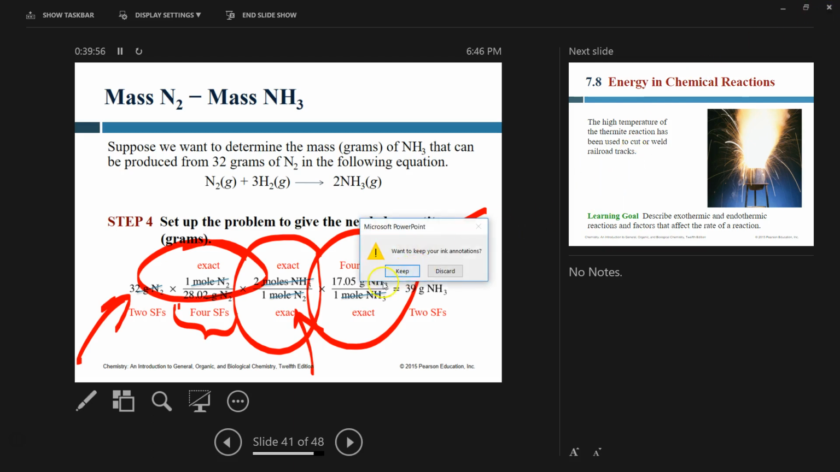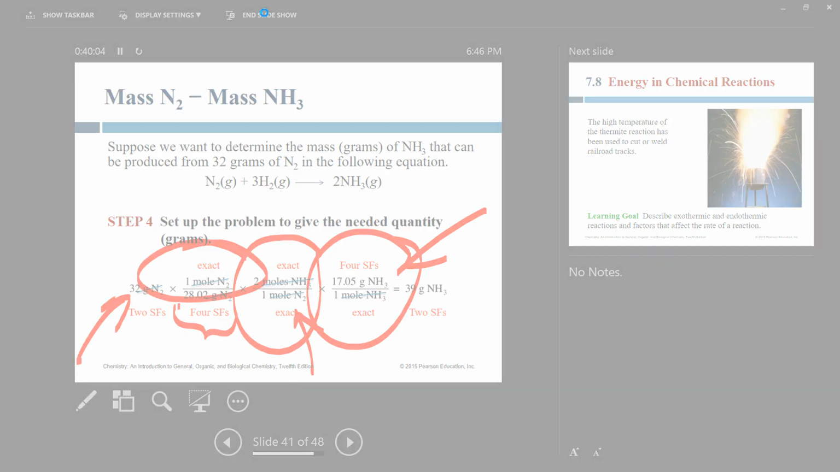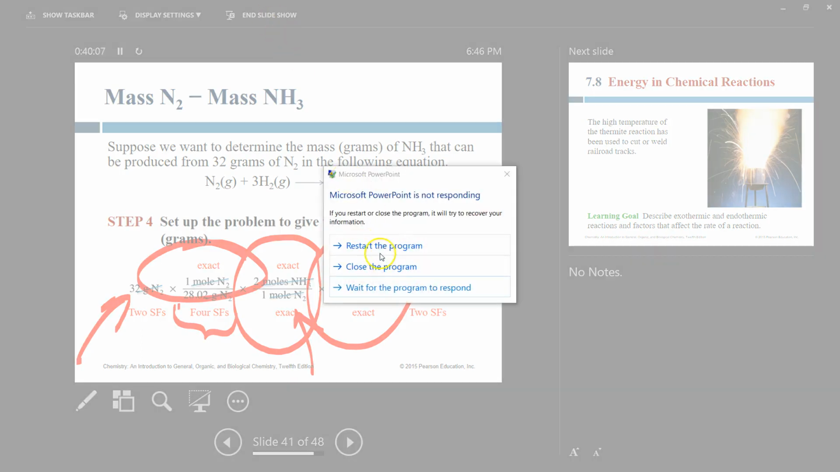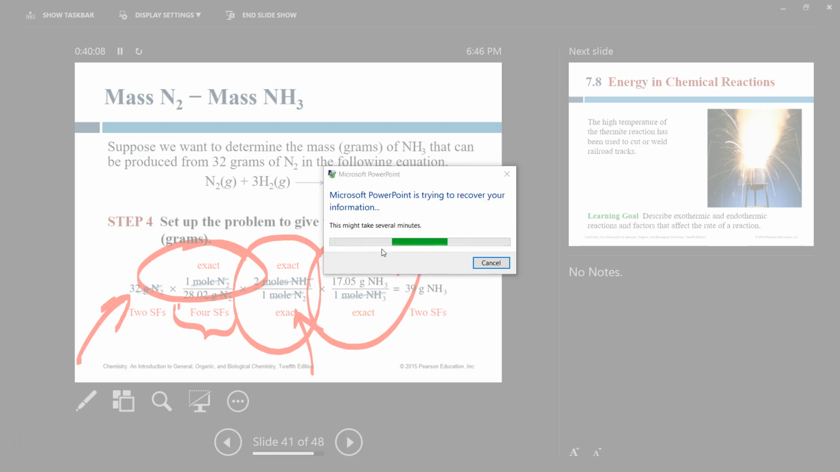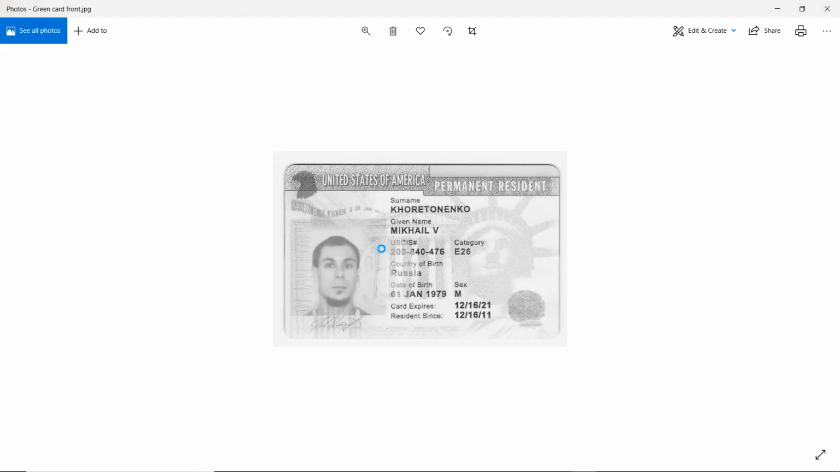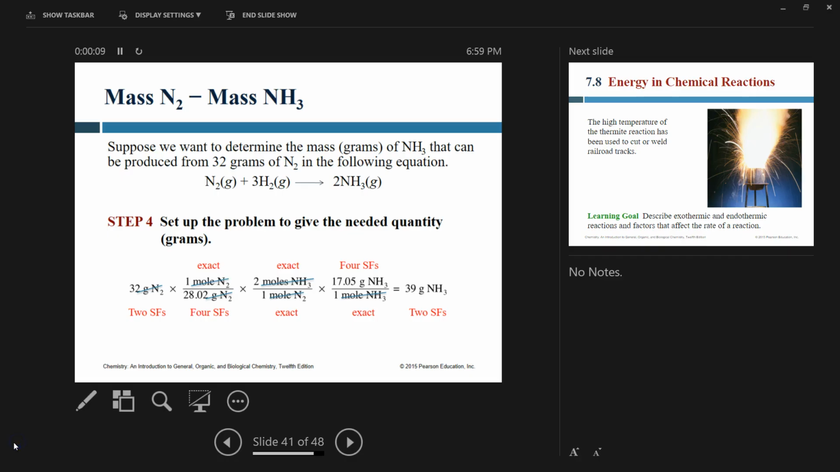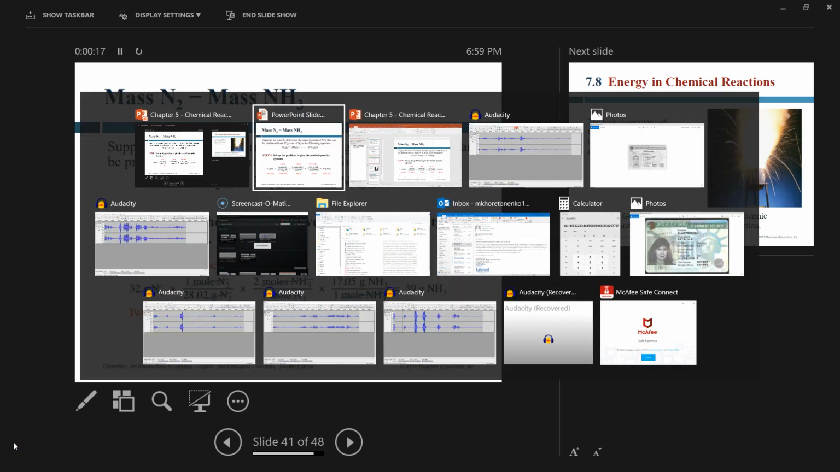Let me quickly change something. I'm going to end slideshow. Okay, actually, you know what? Sorry about that. Something's wrong with my hands.